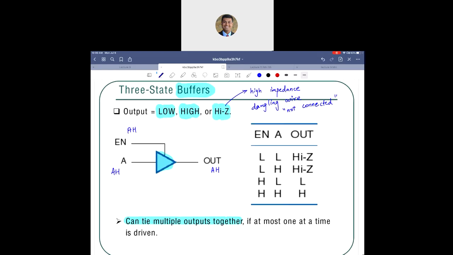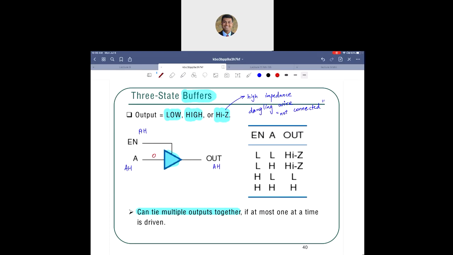So let's see what happens. If input is 0, output will be 0 when enable is 1. When A is 1, output will be 1 when enable is 1. So if it is enabled. But if it is disabled, 0, no matter what the input is, X, the output will be in the high impedance state. It will be disconnected. Think of it as a physical disconnection of the output wire when the enable is inactive.